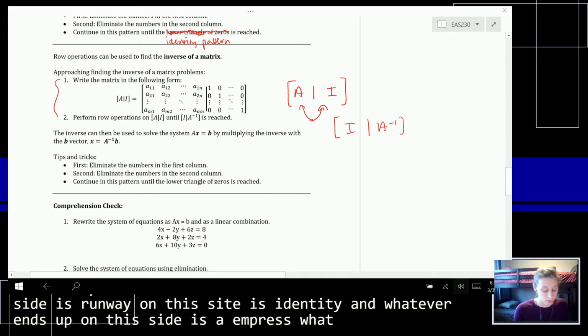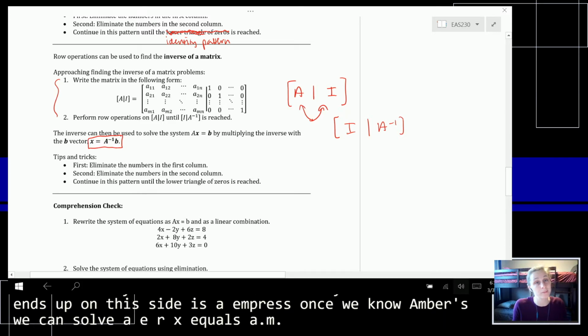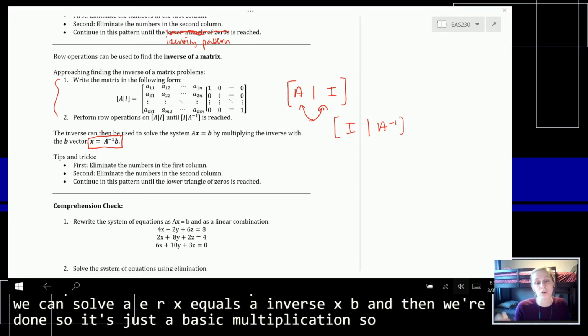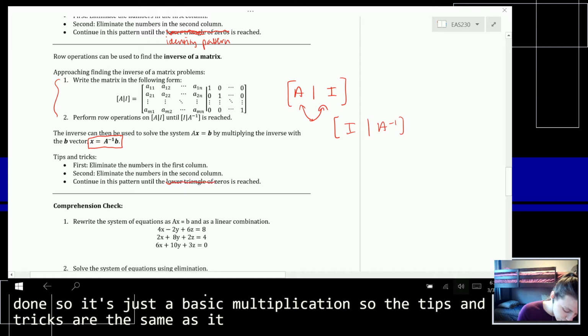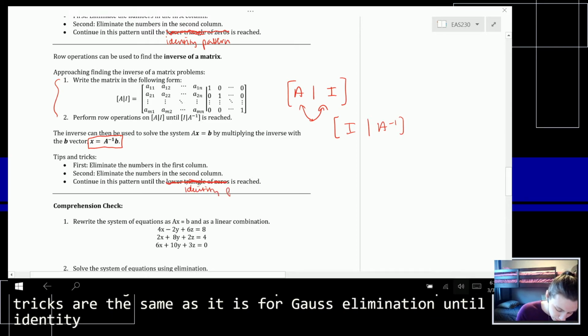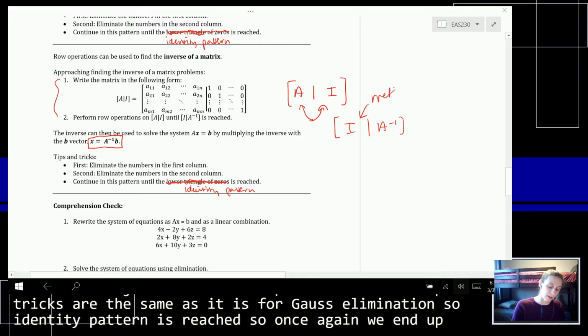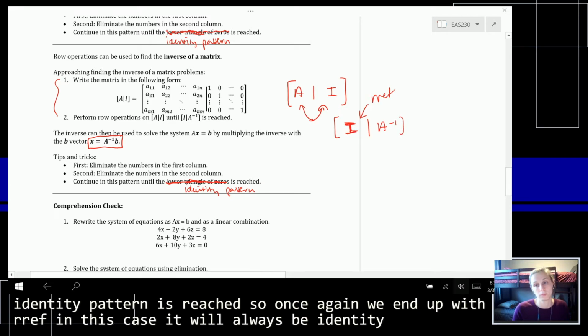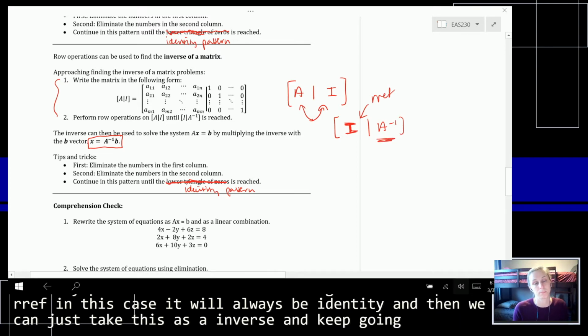Once we know A inverse, we can solve x equals A inverse times B, and then we're done. So it's just a basic multiplication. So the tips and tricks are the same as it is for Gauss elimination until identity pattern is reached. So once again, we end up with RREF. In this case, it will always be identity. And then we can just take this as A inverse and keep going, and solve our system. And then we're done.